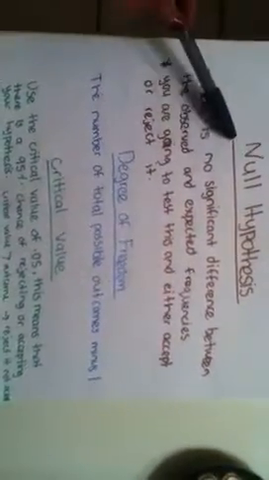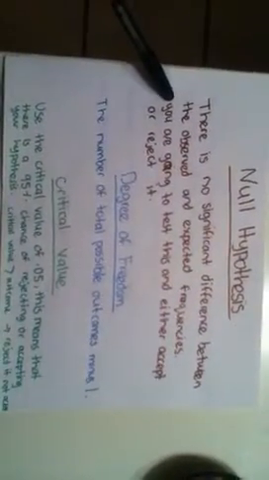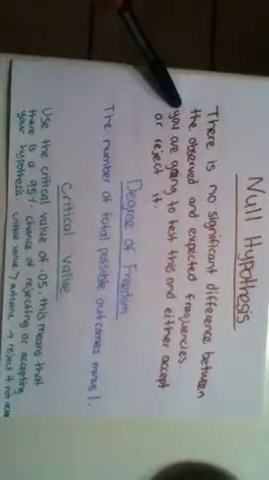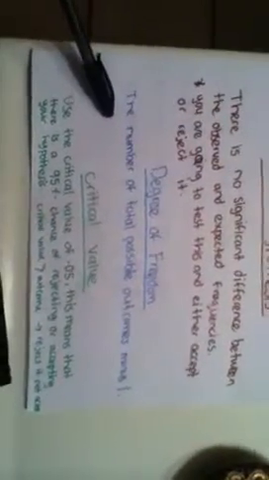Now here's some vocab so you understand more. Null hypothesis. This states that there is no significant difference between the observed and expected frequency. You are going to test this and either accept it or reject it. So this is what we're looking for. Degree of freedom. It's the number of total possible outcomes minus 1.